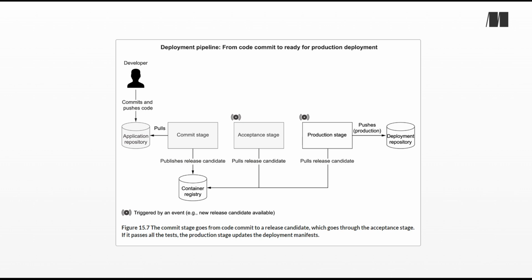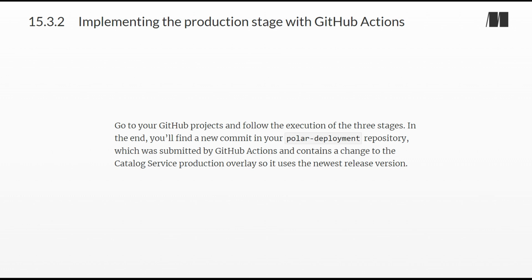Figure 15.7 illustrates the inputs and outputs for the 3 stages of the deployment pipeline. Figure 15.7. The commit stage goes from code commit to a release candidate, which goes through the acceptance stage. If it passes all the tests, the production stage updates the deployment manifests. Go to your GitHub projects and follow the execution of the 3 stages. In the end, you'll find a new commit in your Polar deployment repository, which was submitted by GitHub Actions and contains a change to the Catalog Service production overlay so it uses the newest release version.